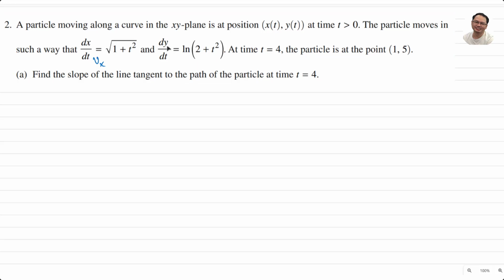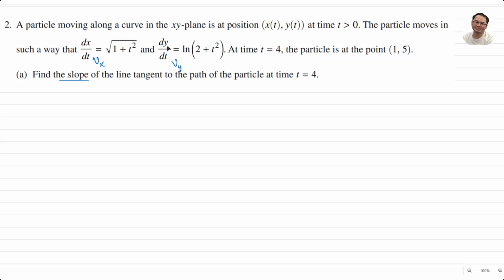And the next thing, dy over dt is equal to the ln of 2 plus t squared, which is the other component, vy, the vertical velocity of this object. At the time t equal 4 seconds, the particle is at the point (1, 5) position at this time. Find the slope of the line tangent to the path of the particle at the time 4 seconds.